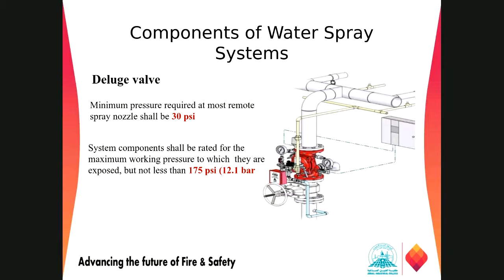Now here we have a deluge valve, right? This is a component of the water spray system, right? In our previous sessions, the principle of this deluge valve is just for the exposure protection. But there the principle was to control the fire in the sprinkler system, right? This is our deluge valve, and this piping goes all the way to the nozzle side. There we have nozzles.